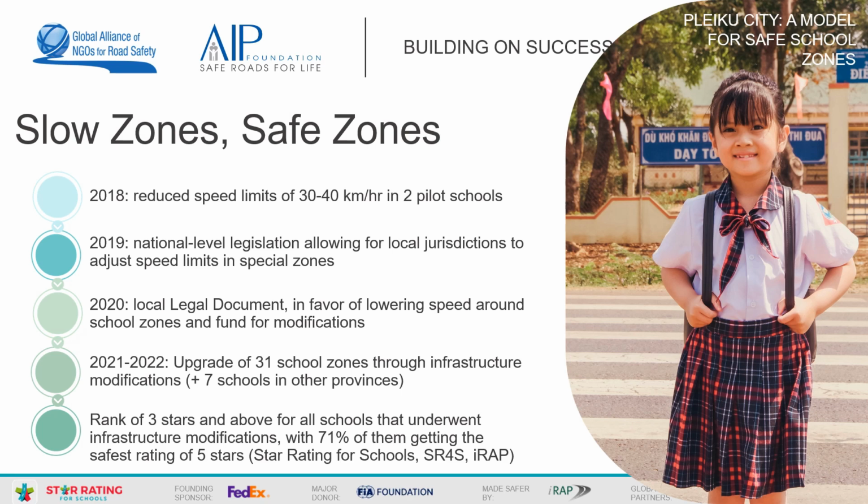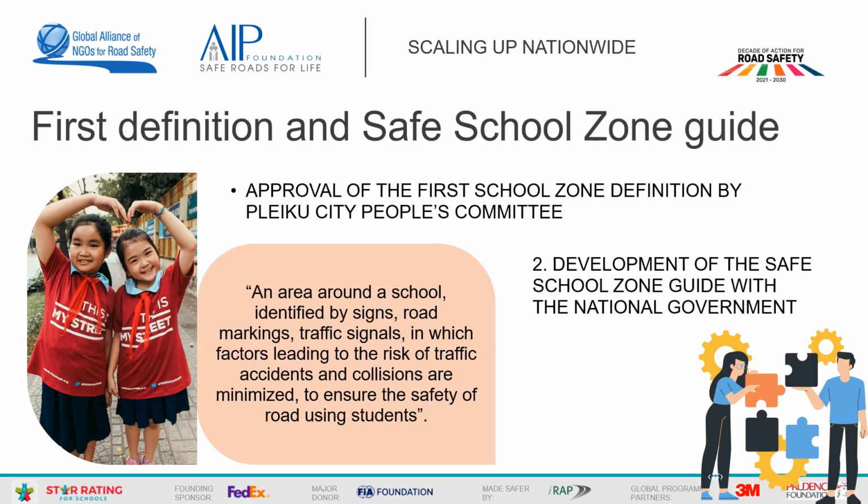If we go back to the Safe School Zone Guide, the main objective of this guide is to reduce traffic accident risk for students by enhancing skills and awareness of road issues and contributing to improving traffic safety conditions in school zones. And following the local government partners' approval of the first school zone definition in Pleiku, the national government began to develop this guide in collaboration with AIP Foundation.